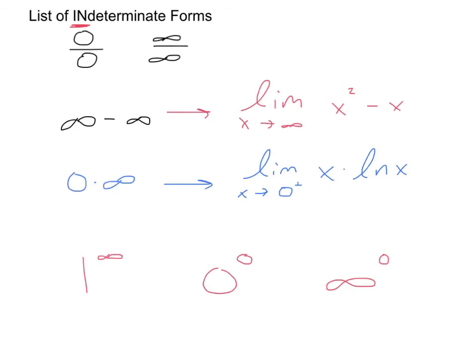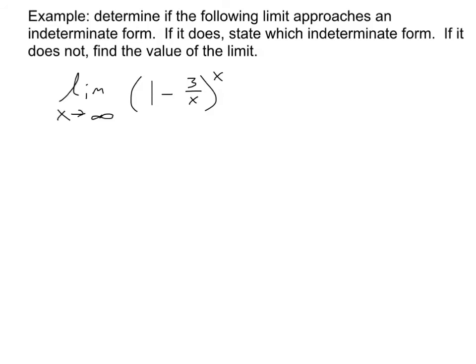I do have a few sample problems coming up, and I'd like you to look at those just to get a feel for this stuff. But these are the 7 indeterminate forms we need to know. All three of my examples look like this: determine if the following limit approaches an indeterminate form. If it does, state which indeterminate form. If it doesn't, then actually find the limit.